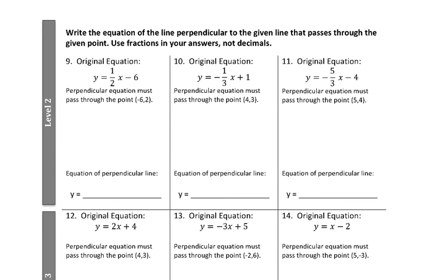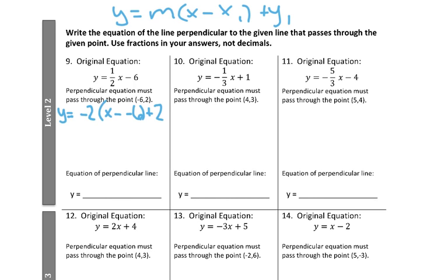So now, once again, kind of like we did in the last video, we're going to use our point-slope form equation, which is y equals m parentheses x minus x1 parentheses plus y1. The only difference here is instead of using the same slope like we did in our last video, we need to find the opposite reciprocal slope. So here we're going to have y equals, all right, the opposite reciprocal of 1/2 is going to be -2. And then we're going to have x minus -6 plus 2.